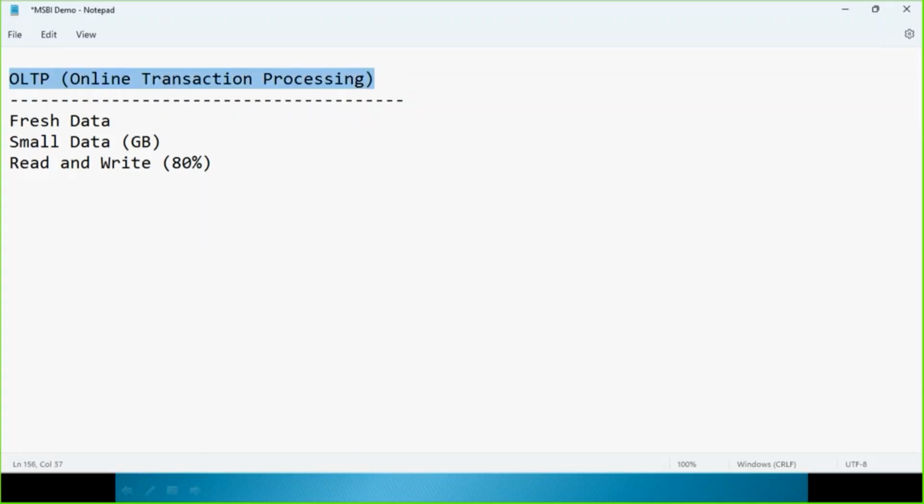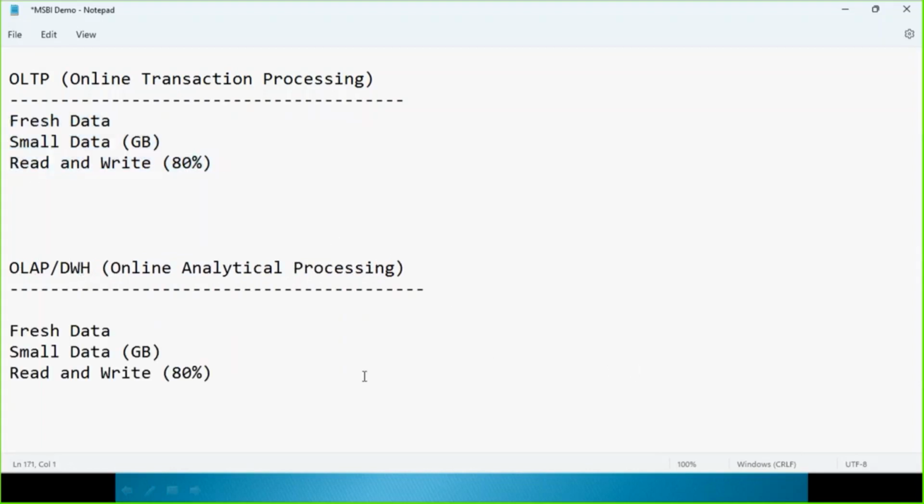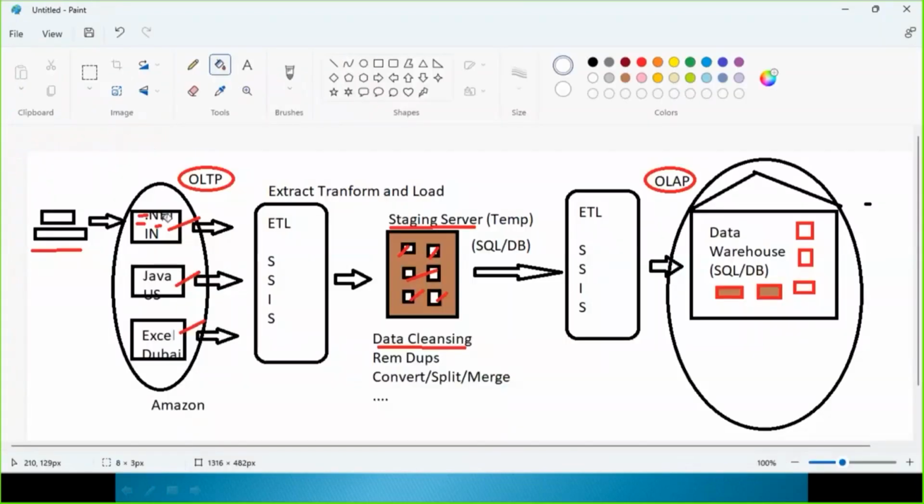So all the data will be taken from this server and loaded into the OLAP server, online analytical processing. Analytical means what? All the data will be going into data warehousing. So you will have fresh data here. All the fresh data is going to be taken because one day this is full. If this is full, what should I do? You want me to delete this data?